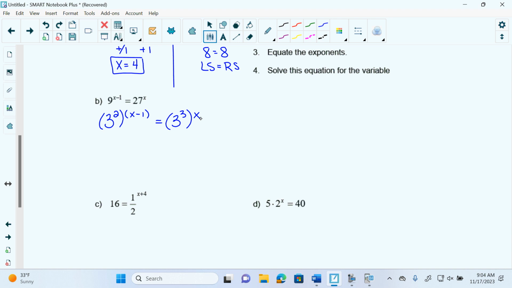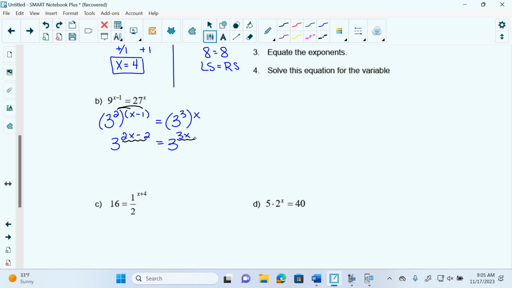to the x. Distribute through, and we get 3 to the 2x minus 2 equals 3 to the 3x. Now that my bases are the same, I have one base on one side, one base on the other. 3 to the something must equal 3 to the something, correct? Then those somethings must equal.